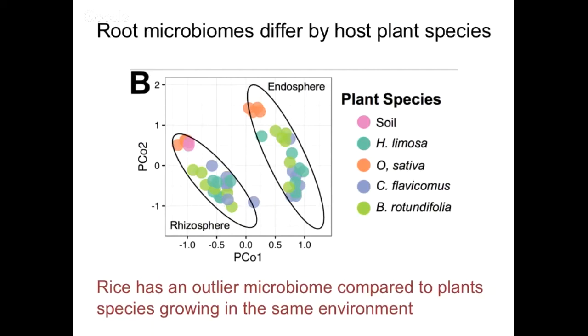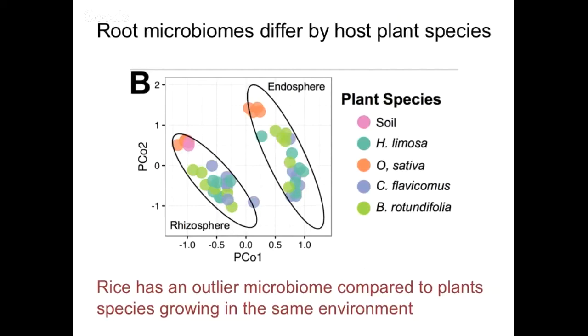So here are the results. This is a principal coordinate analysis, very similar to PCA. Basically, the way you read this is one sample represents one microbiome that we sampled. If one sample is close to another sample, it means they have very similar microbial communities. But if this point and this point are far apart, they have very different microbial communities.